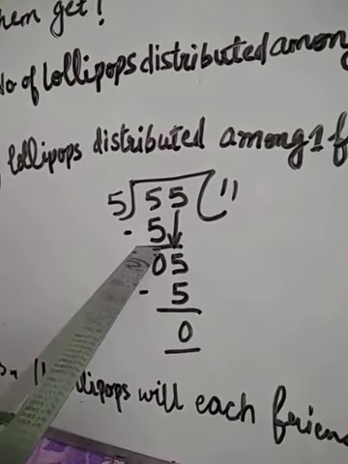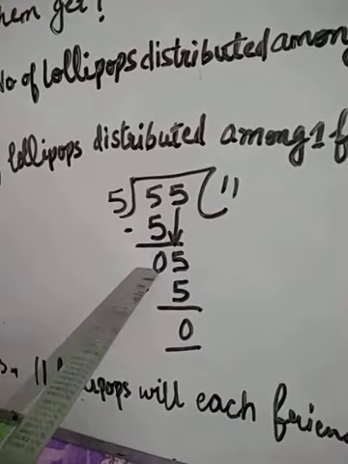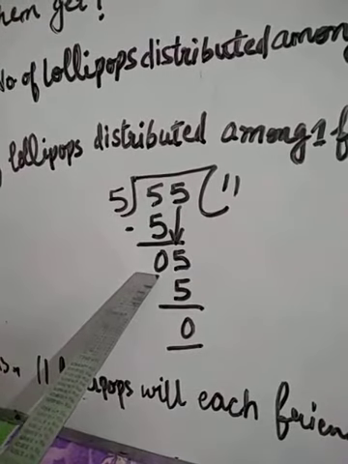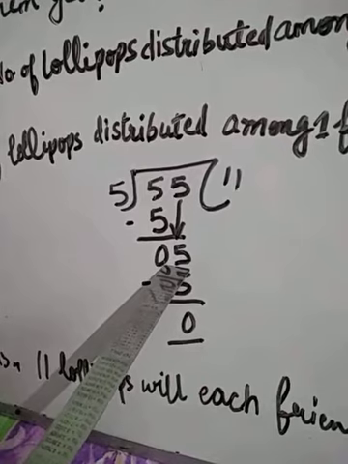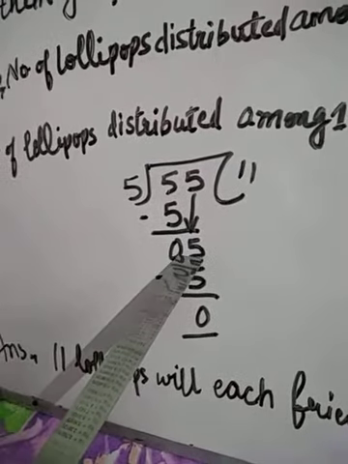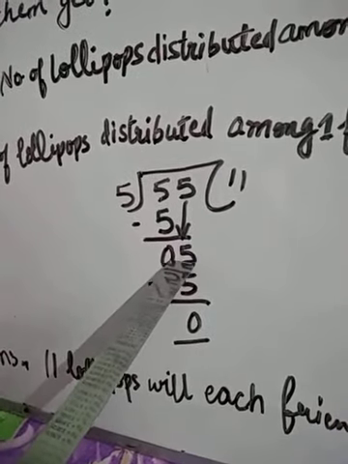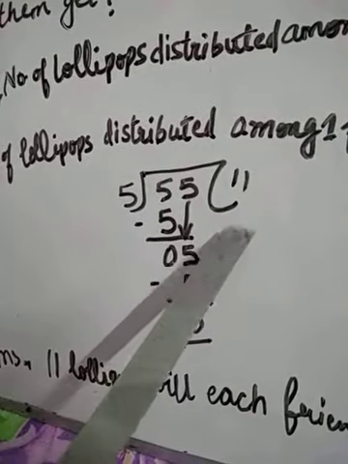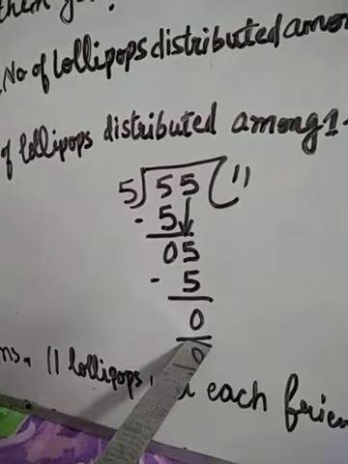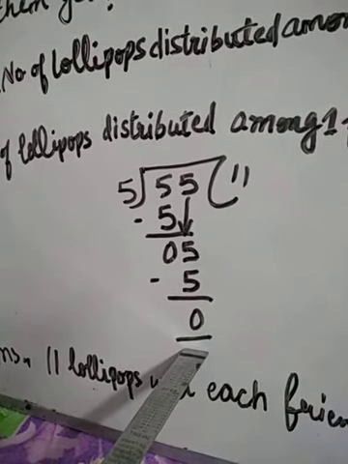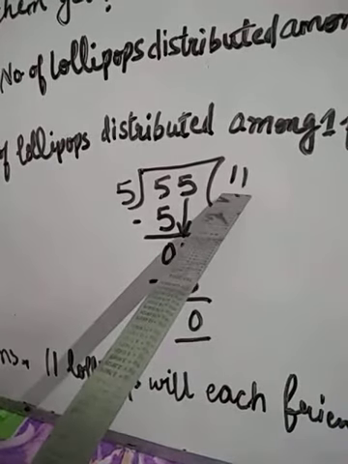I will do subtraction here. 5 minus 5, 0. Now 0 is here but I have one more digit here. So I will bring that digit down here along with 0. I will write 5. So again I will see 5 comes at 1. So I will write minus 5 here. I will do subtraction. 5 minus 5, 0. So my remainder is 0 and my answer is 11.